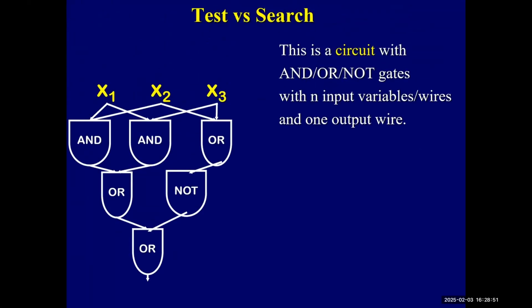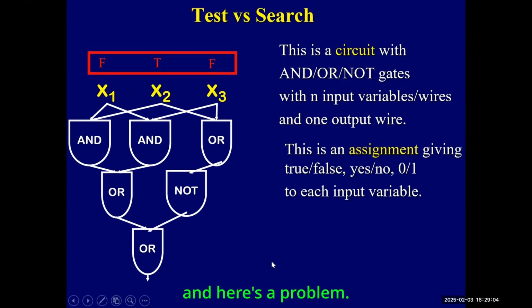So, all right, now let's look at another problem, the time it takes to test versus search. Here's some circuit, an AND, OR, NOT circuit, and here's a problem. I give you an assignment of the variables, and I need to evaluate at the bottom. Anybody want to say how I do that and how long it takes?